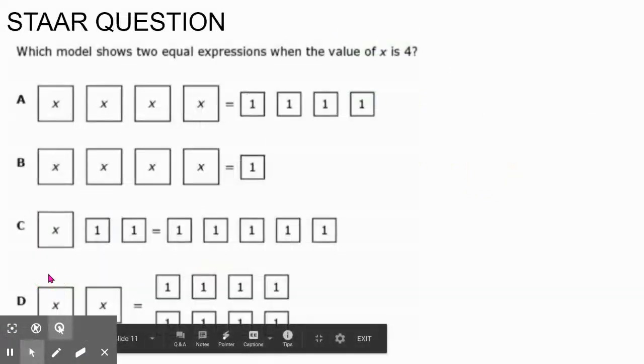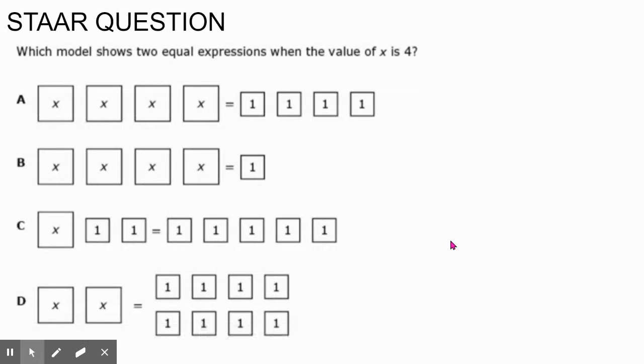Now let's take a look at a star question. It says, which model shows two equal expressions when the value of x is 4? Go ahead and try this on your own. I personally like writing the equations first and then solving, but it's up to you.